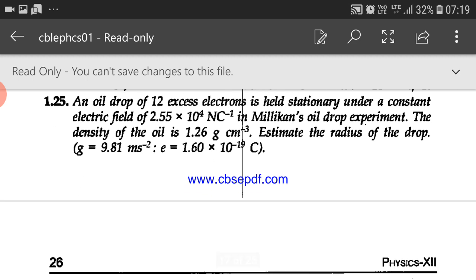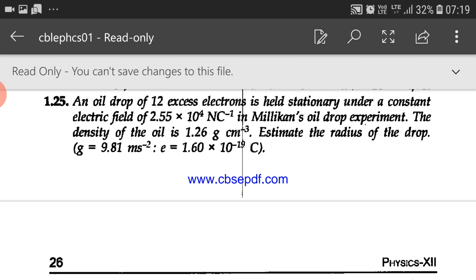An oil drop of 12 excess electrons is held stationary under a constant electric field of 2.55 10 raised to power 4 newtons per coulomb in Millikan's oil drop experiment. An oil drop is having 12 excess electrons. It means it will be negatively charged. What's the total charge on this oil drop? Q is equal to what? N into E. N here is 12. E here is 1.6 10 to the power minus 19. Put Q with negative sign because there is excess of electrons over that oil drop.